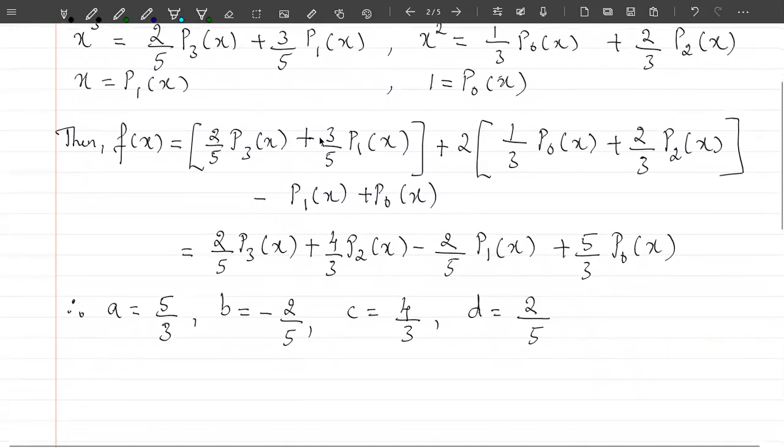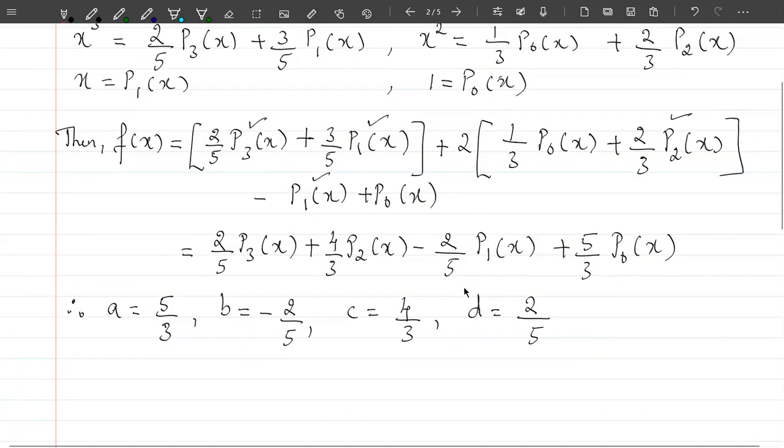Now let's further simplify this. So we get p3 of x. For p3 of x, you have only one term, the term is over here. So you get 2 by 5 p3 of x. And for p2 of x, you have only one term here, that is plus 2 into 2 by 3. So I get 4 by 3 p2 of x. 2 multiplied with 2 by 3, so it's 4 by 3. Then for p1 of x, the coefficient from the first term is 3 by 5. Then here I get minus 1.